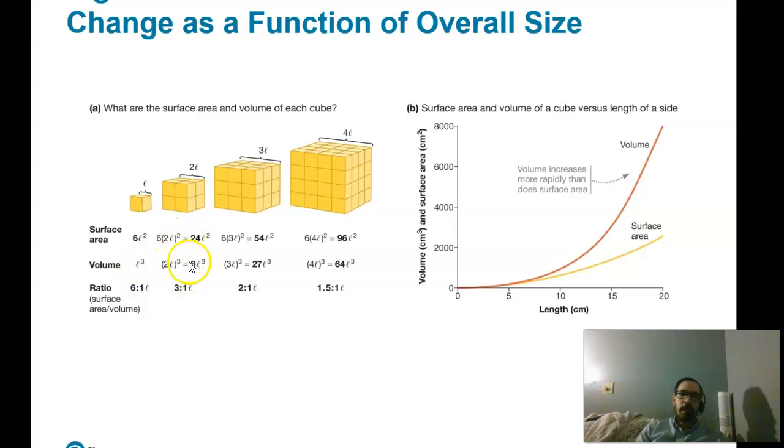For this one, it's 3 to 1, because 24 divided by 8 is 3. 54 divided by 27, that's 2. And then 96 divided by 64, that's 1.5. So as the organism gets bigger, that surface area to volume ratio will get smaller. Here you can see the surface area and volume of a cube versus the length of a side. The volume increases at a faster rate than the surface area.